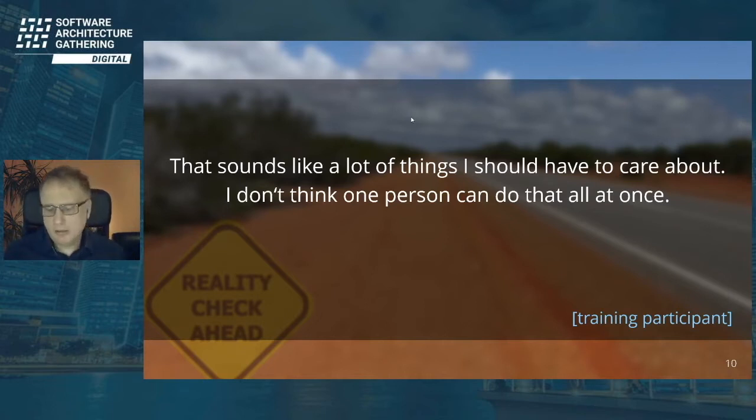We can tell the participants, oh, you will do fine. You don't have to do this all at once. You can totally cope with it. You grow into this role, and everything will be fine.